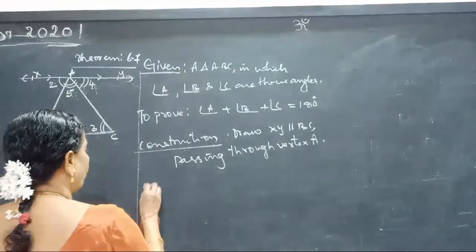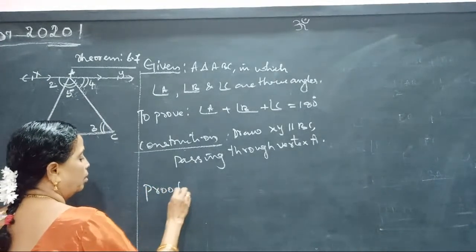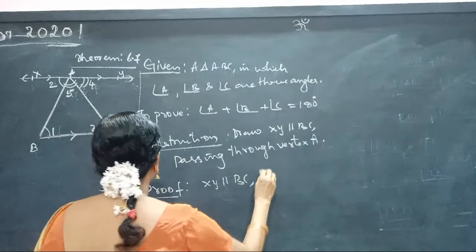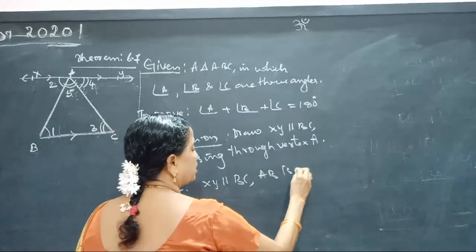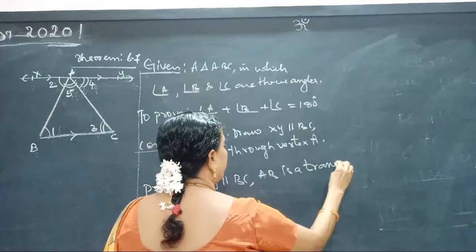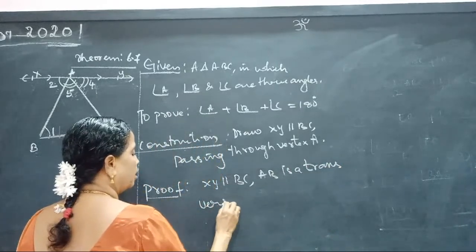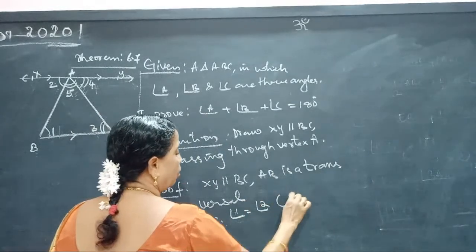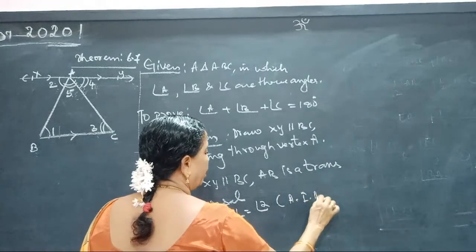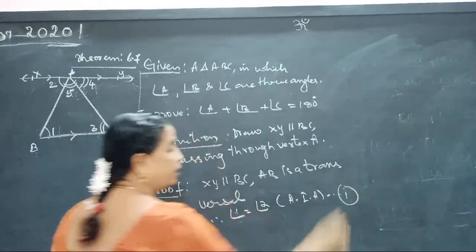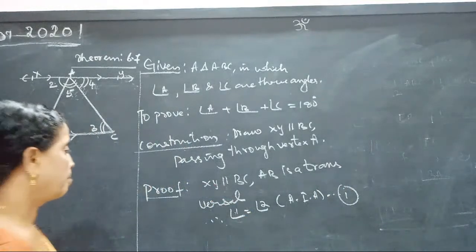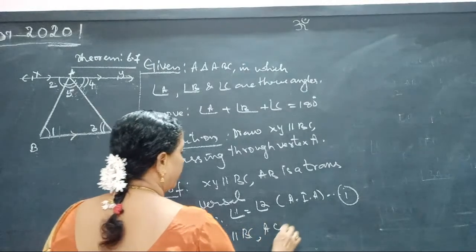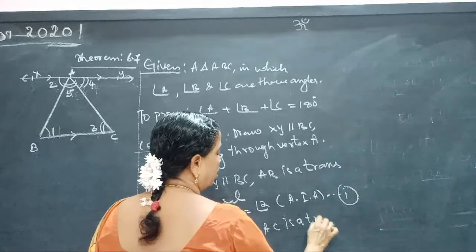Now here comes the proof part. XY parallel to BC. AB is a transversal. Therefore, angle 1 equals angle 2. Alternate interior angles. Take it as result 1. Next, XY parallel to BC. AC is a transversal.